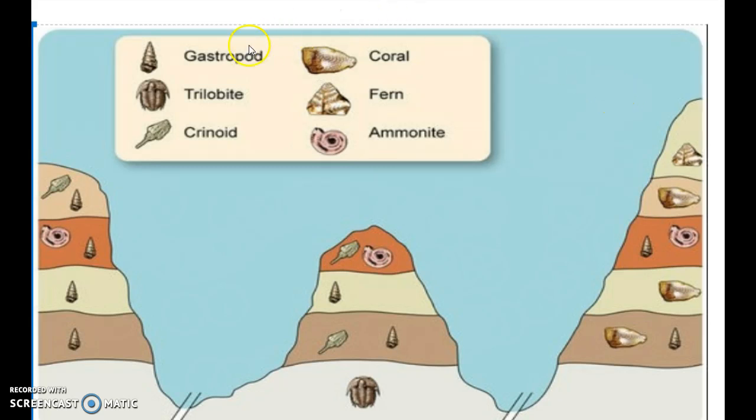So let's first start with the gastropod, and it looks kind of like an ice cream cone. So let's see where he is. Right off the bat, you can see it's in all the layers going down, and so therefore is not a good index fossil. All right, remember we only wanted one layer.